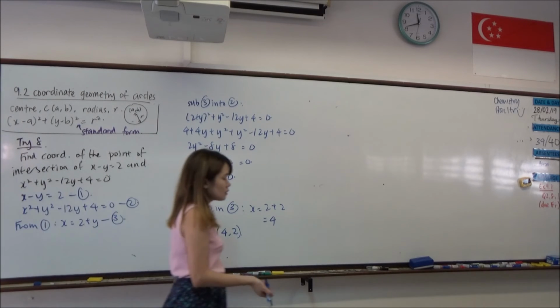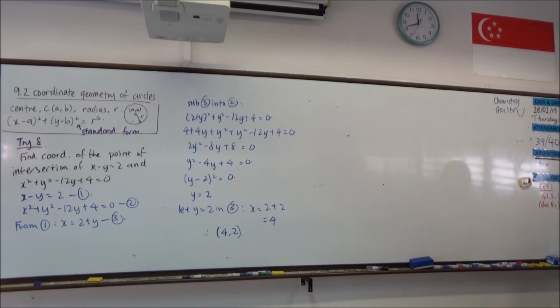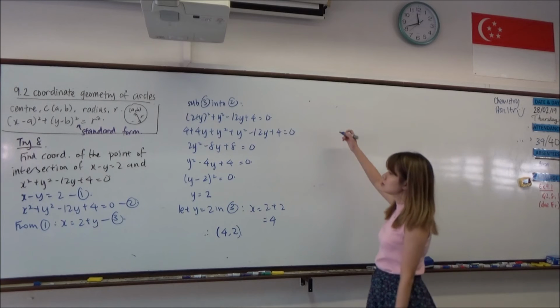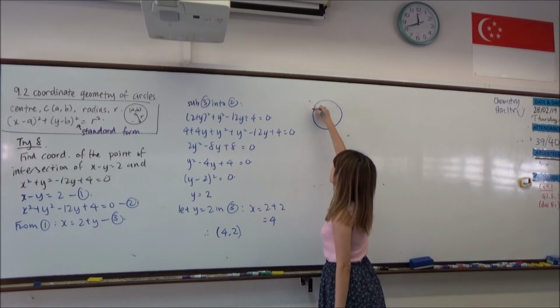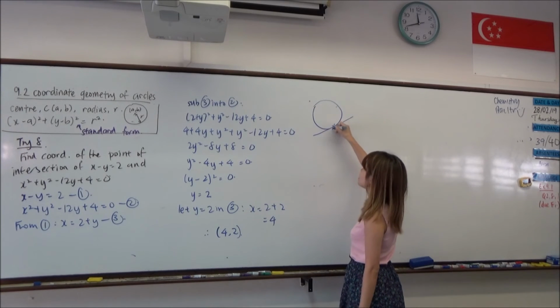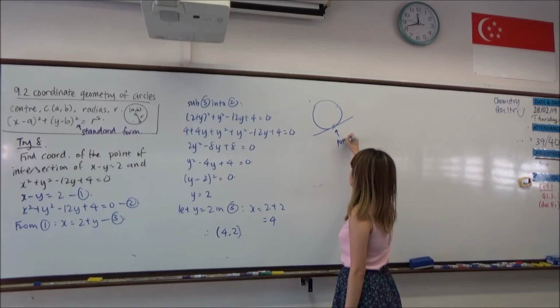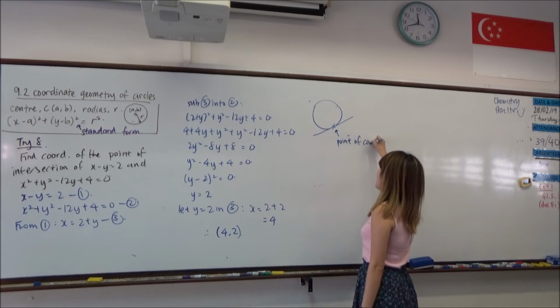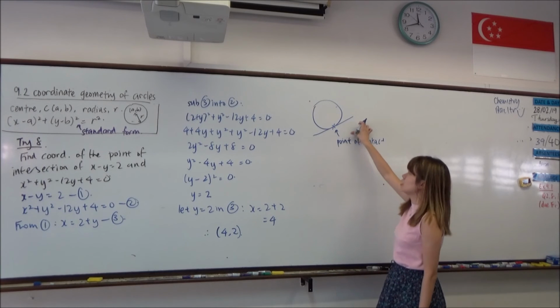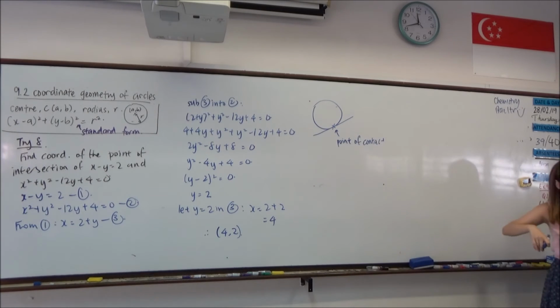In this case, we find that it's a special case whereby having a circle and a line such that it touches at only one point. This point has a special name. It's called the point of contact. I rarely use such terms, but just to introduce it to you, just in case you come across it in any of the books that you're reading.